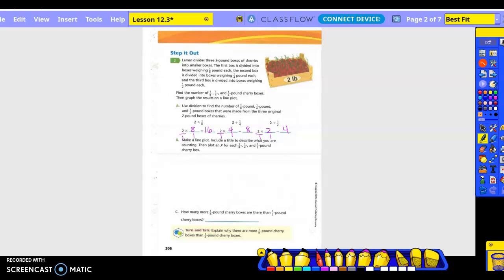So now they want us to make a line plot and include a title to describe what you are counting, then plot an X for each 1/8, 1/4, and half-pound cherry box. So we're going to kind of do like what, set up a line plot like the front side had on it, okay? Okay, so maybe our title might be number of cherry boxes by weight.